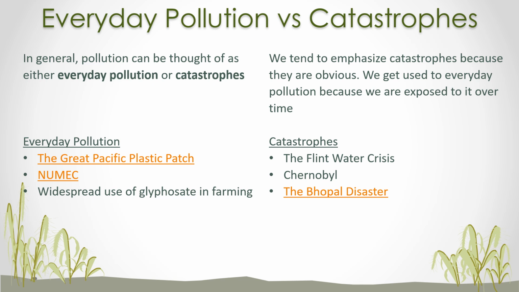That's what everyday pollution looks like, as opposed to catastrophes like the Flint water crisis that I'll talk about in a little bit, or the Chernobyl incident that occurred in the former Soviet Union, now the Ukraine. That is one of the more famous nuclear disasters that has happened on our planet. The Bhopal disaster, probably mispronouncing that, I hope I'm not. That is a major chemical explosion that happened in India.